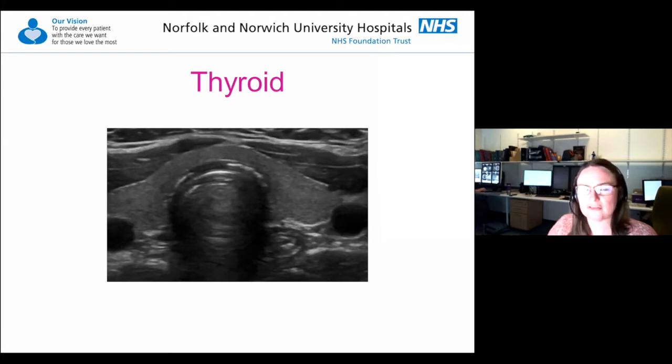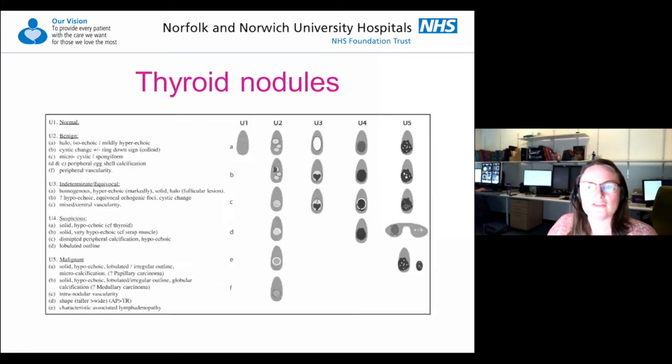So we see lots and lots of thyroid nodules, and the difficulty is knowing which ones are significant and which ones aren't. To help with that, we have the U grading, very similar to something the breast radiologists use to classify breast lesions. We have a grading system looking at thyroid nodules and trying to work out which ones are benign, which ones are indeterminate, and which ones are malignant.